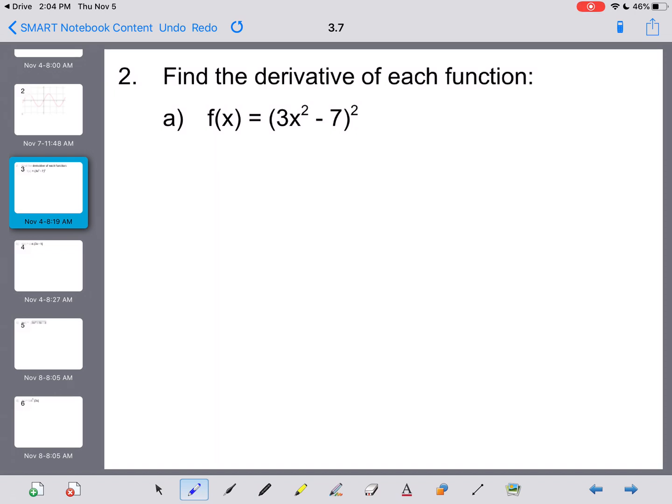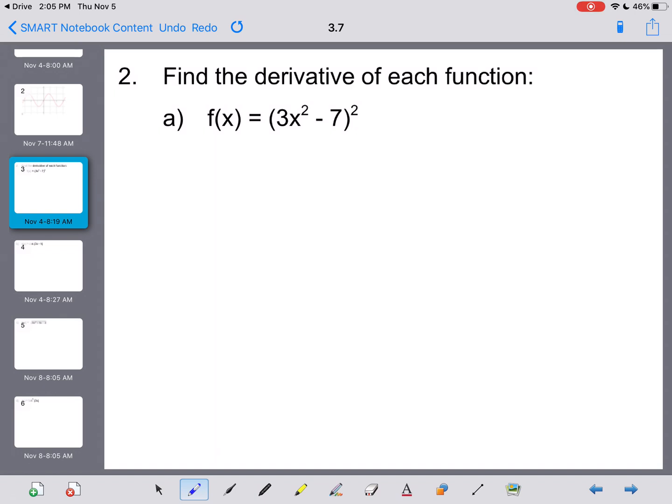We're going to find the derivative of, in this particular problem, the function f of x, which is equal to 3x squared minus 7, and then quantity squared. So the first challenge right here for you guys is determining, first of all, is this a composition function? And if so, is it necessary then for us to use the chain rule? And the answer to that is going to be yes. And we're going to talk about why that is.